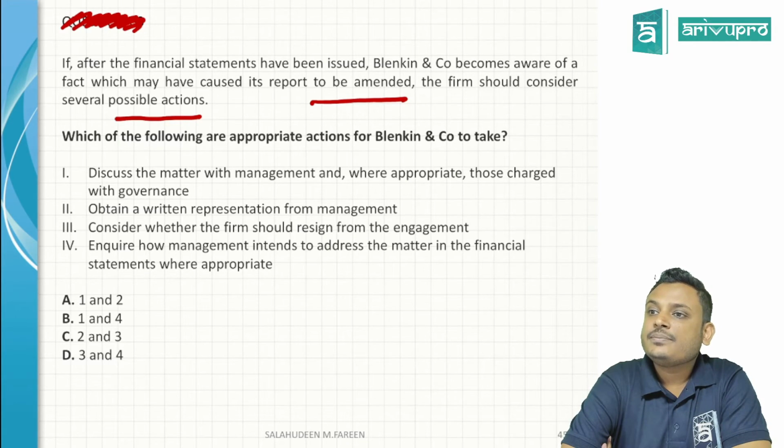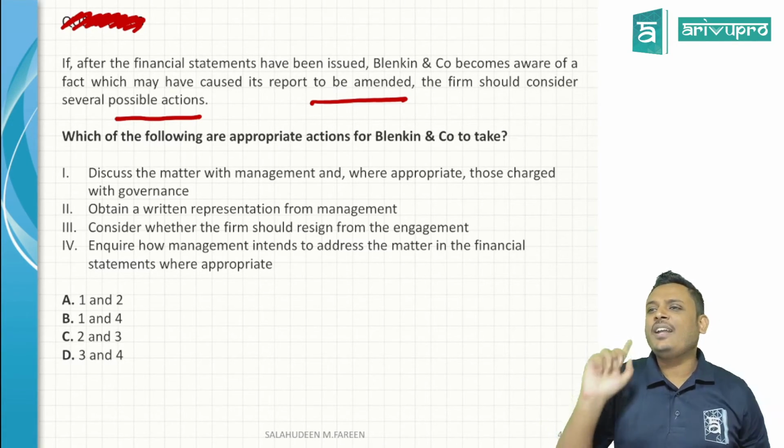What is the answer? 1 and 4. Then why is 2 wrong? It's a procedure, right? Subsequent event procedure, it's a procedure. Why is it wrong? Very good. That's what I need.